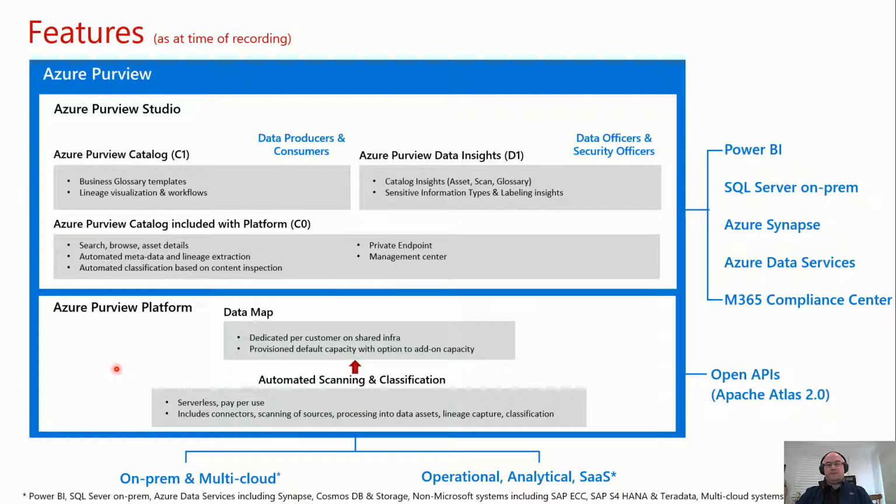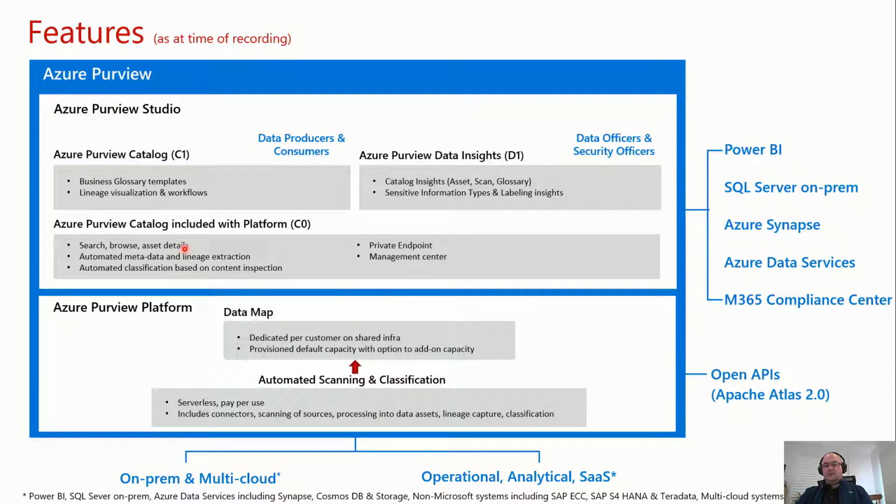With Purview Platform, you can automate scanning and classification of multi-cloud, software as a service, and on-prem data. There are 25 out-of-the-box connectors and file formats supported. You can modernize homegrown catalogs built on open source technology with Purview using Apache Atlas APIs supported out of the box.